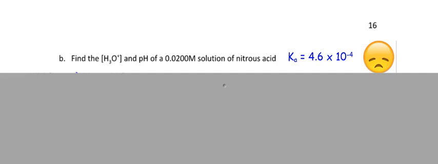All right, so in letter B, find the H3O positive and the pH of a 0.0200 molar solution of nitrous acid. Again, the same Ka. Oh, das ist sehr traurig. That means that is so sad. Why don't you pause this, try this on your own, go ahead and you're going to use the quadratic again, and see what happens. So pause this, and when you're done, come back, okay?